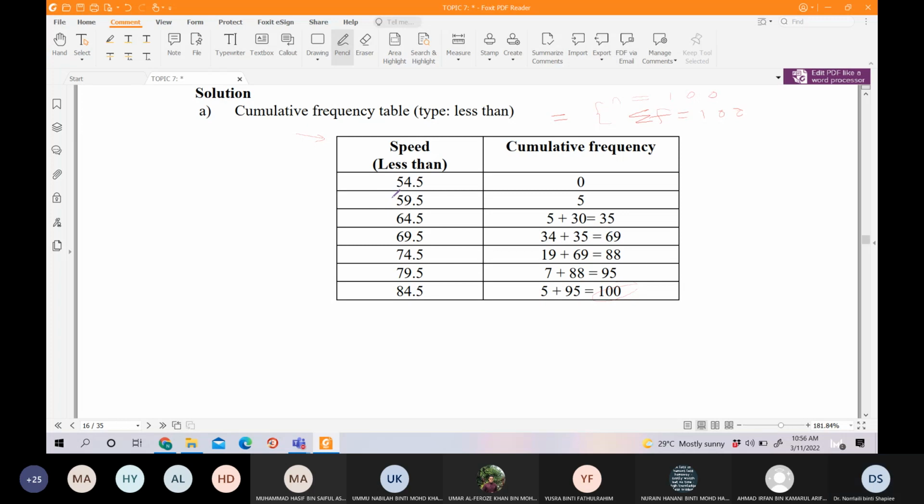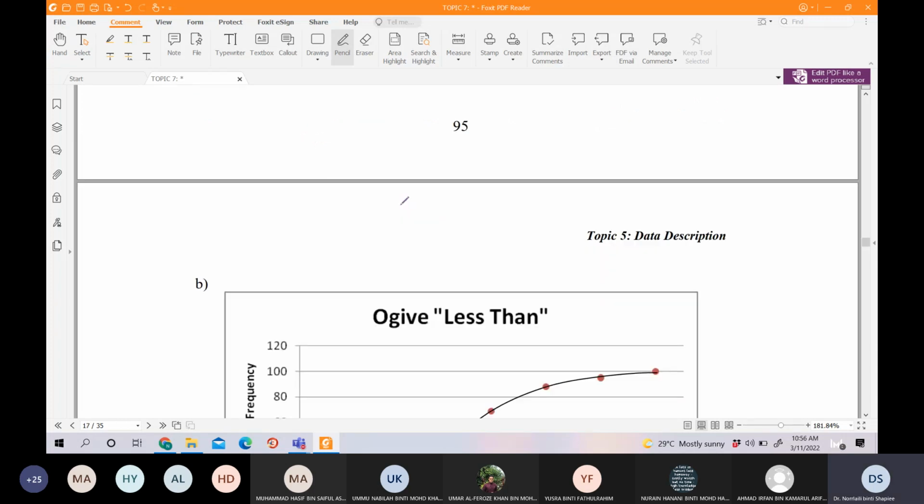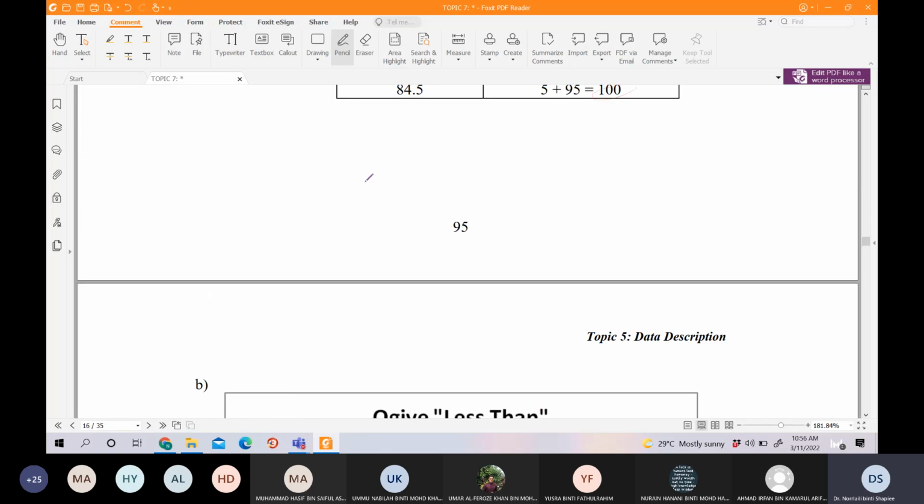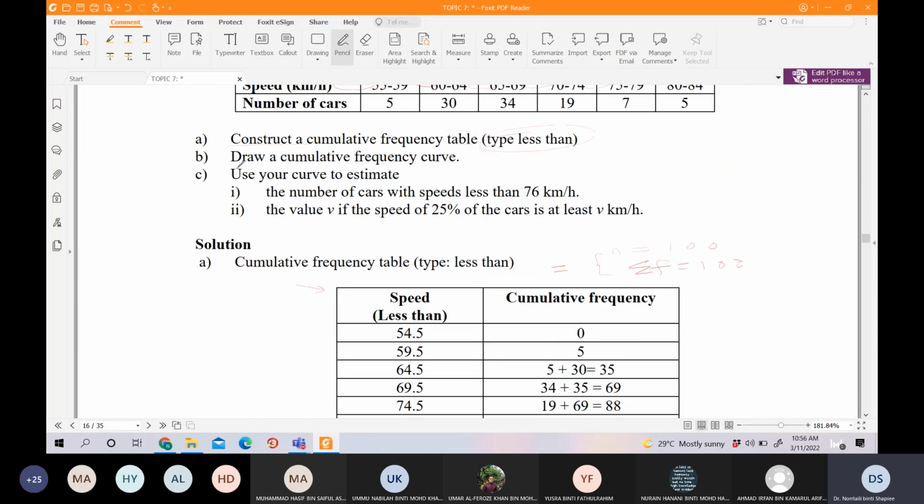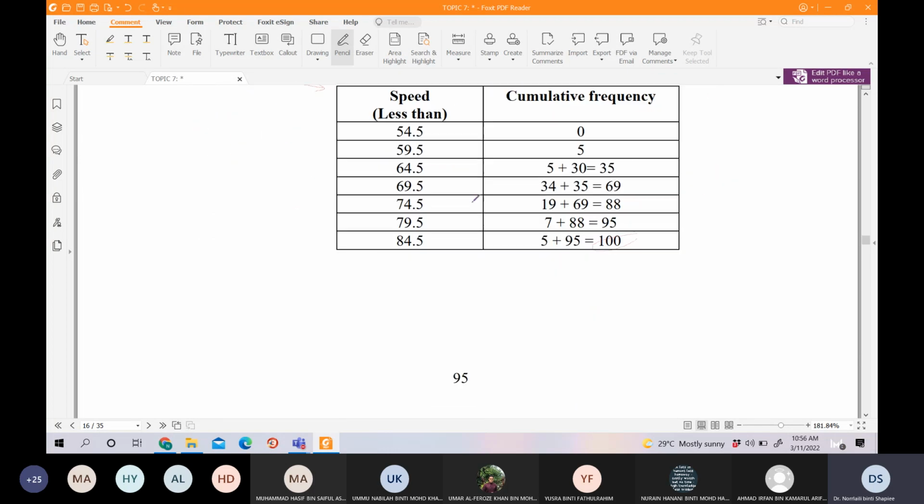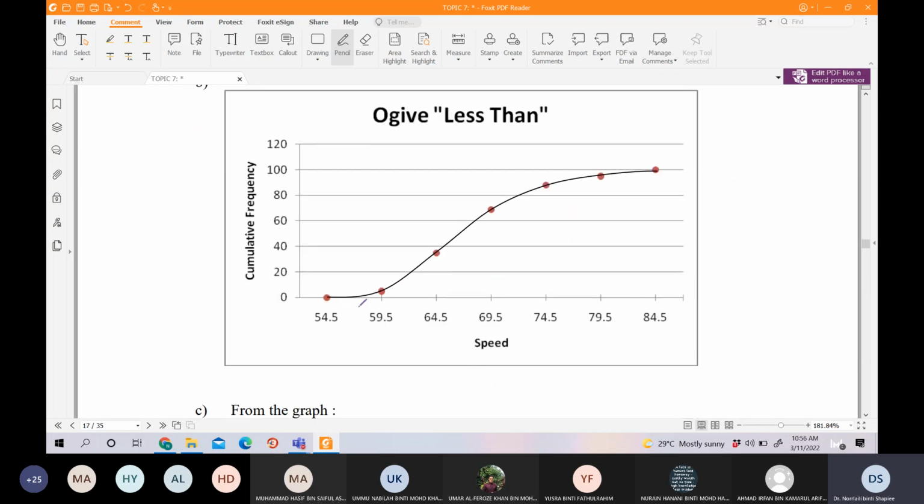Okay. Next, what should you do? You have to draw the ogive, right? For the second, draw a cumulative frequency curve. Okay, from here you have to draw. So when we set that cumulative frequency, automatically our graph should be like this one, or this one. It's only between these two shapes. But this one is considered as the less than, because it's 54.5 and so on.